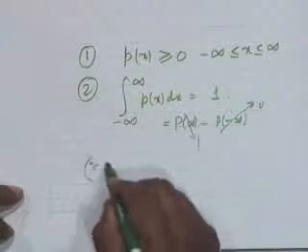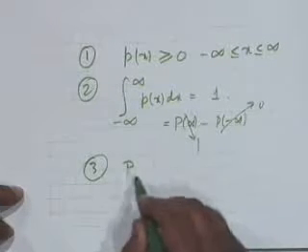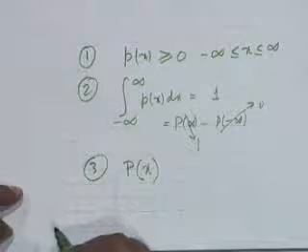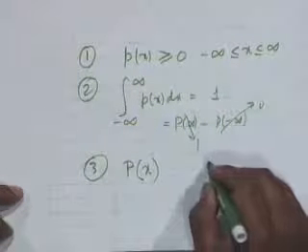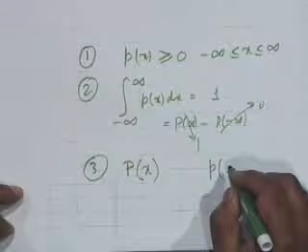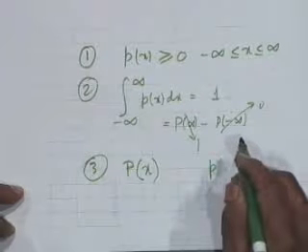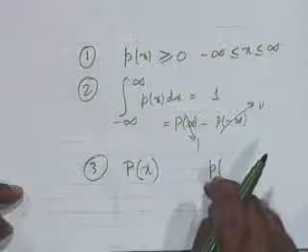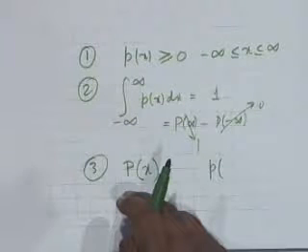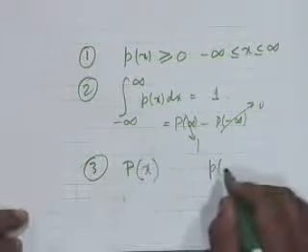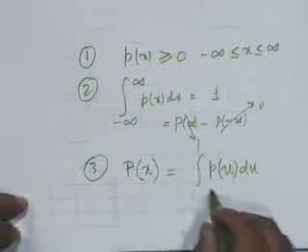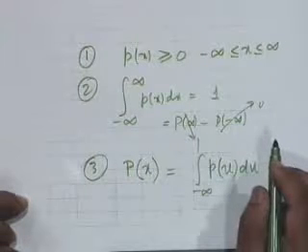Alright. Third, the probability distribution function, capital P of x, is related to the probability density function by an integral. Small p of x is capital P prime of x. So, capital P of x must be the integral of small p of u du. Can you tell me the limits? Minus infinity to x.